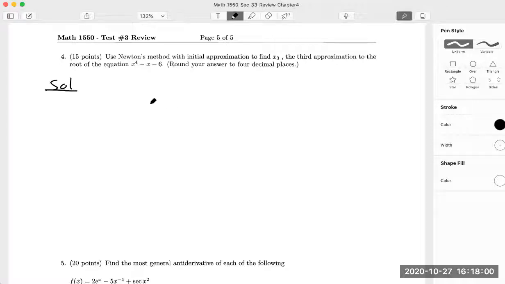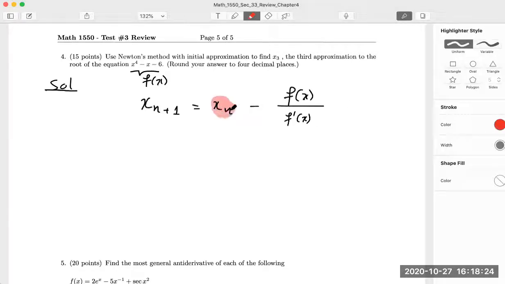So the Newton method, we have the formula that x at the next step will be x at the previous step minus f of x divided by f prime of x, right? If we call this equation f of x, then what we need to do is to find f prime of x here, right? If we're given an initial guess, then we're good. Everything is clear.